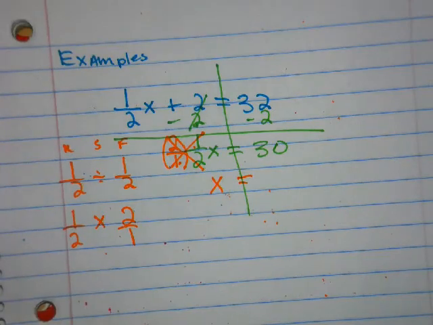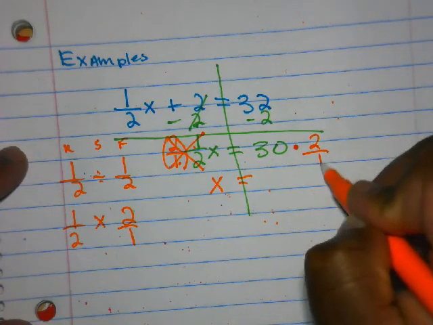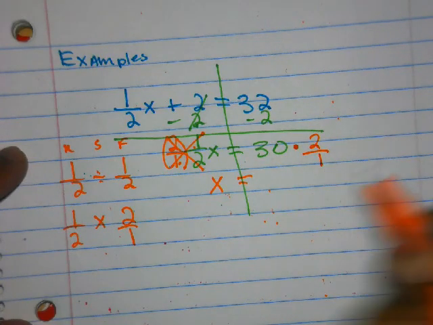However, whatever I do to one side, I must do to the other. So I'm going to take 30, and I'm going to multiply that times 2/1 as well. So 30 times 2 is 60. And then 1 times 1 is 1. And so x equals 60.